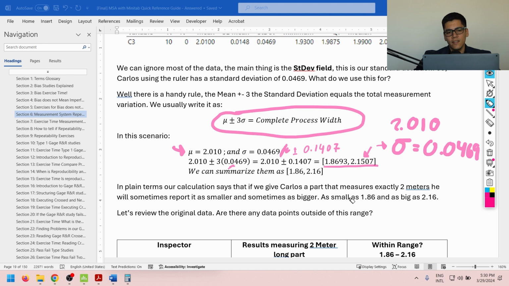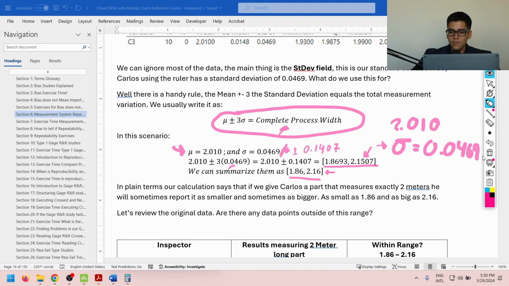What am I actually saying? I'm saying that if I keep asking Carlos to measure this exact 2-meter part without changing the part, just giving the part to Carlos over and over again, I expect his results to be between 1.86 meters and 2.16 meters. Is this significant or not? We'll get into that in a moment. For now, please just be aware that this rule is very useful in statistics and we use it constantly. The mean plus or minus 3 sigmas, or 3 standard deviations, covers about 99% of all the data results that we expect to get from Carlos when he measures the part.